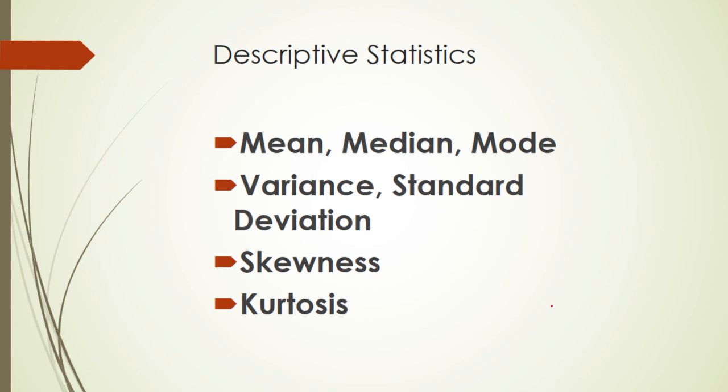So again, descriptive statistics, mean, median, and mode. That's how we find the middle, the central tendency. We use the variance or standard deviation to find the variation or dispersion. There's 2 other numbers that are attached here. One is called the skewness. And again, the skewness tells us whether we have a skewed distribution or not.